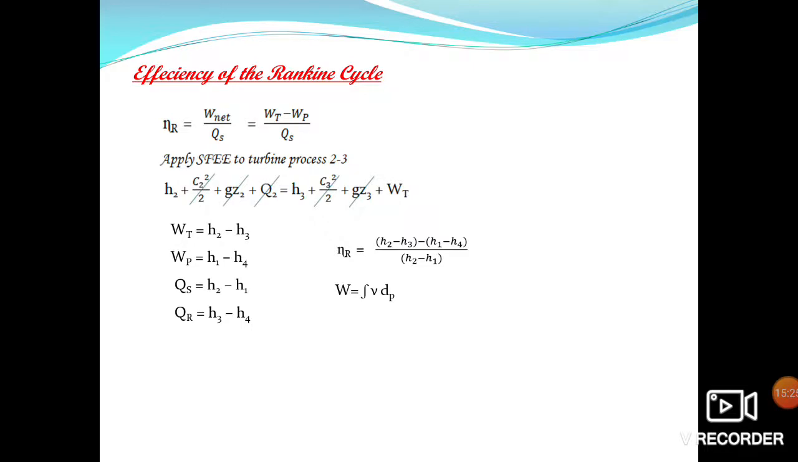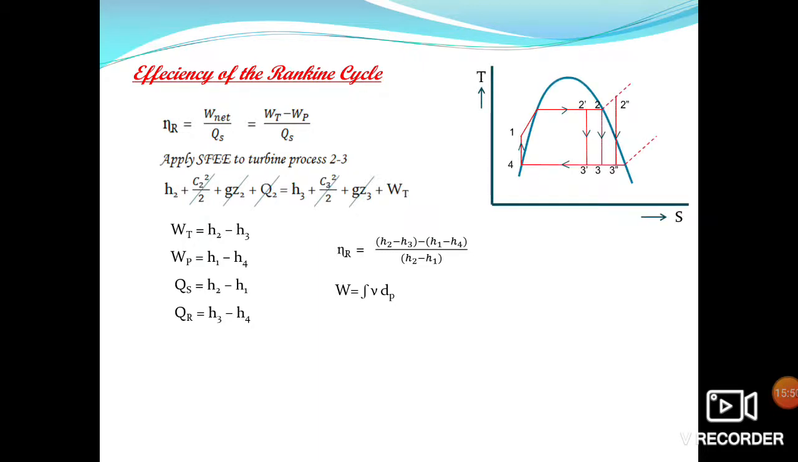Now we know that pump is an open system. So work done by the open system is the integral of V dP. Here V is specific volume and dP is change in pressure. We see that pump is increasing the pressure of liquid and V is at point 4. You can see in this graph, before pumping it is at point 4, that is at saturated liquid line. So we can take it as Vf, where Vf is specific volume of saturated liquid.